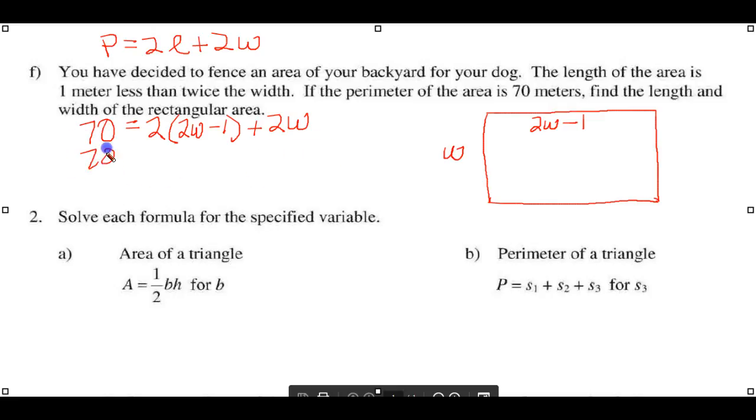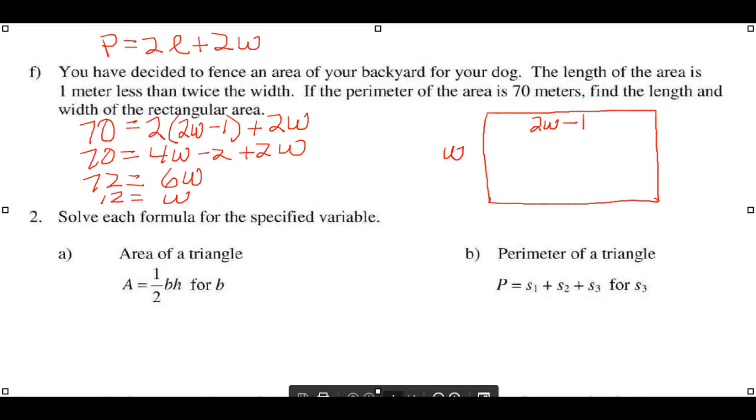So 70, clearing parentheses, 4w minus 2 plus 2w, group like terms, 6w. I'm going to transpose this 2, makes this 72. Going to divide both sides by 6. So I get my W is 12.